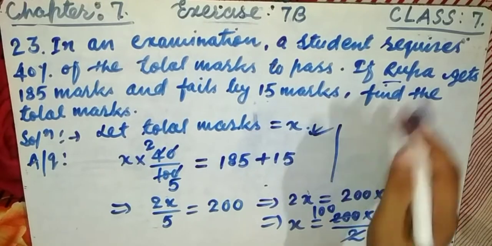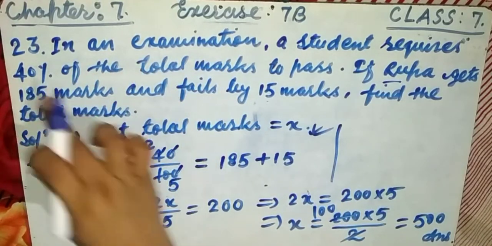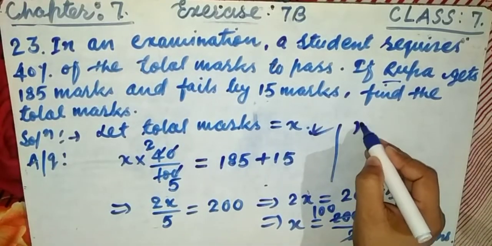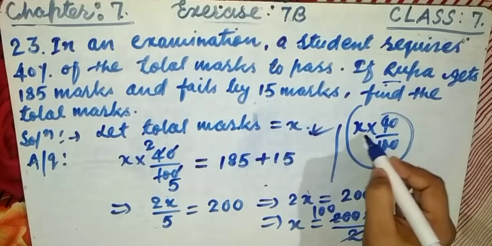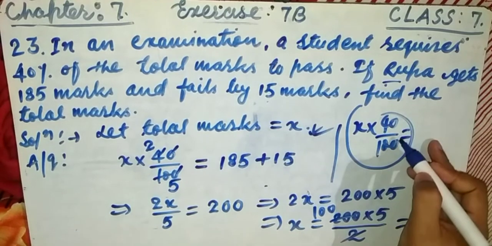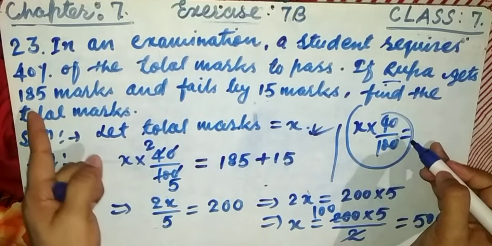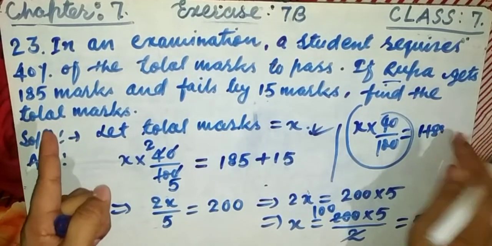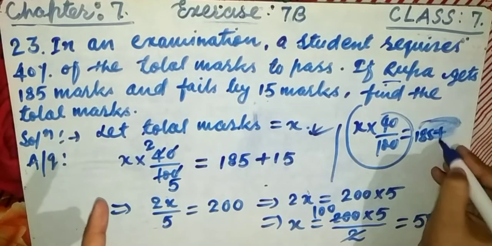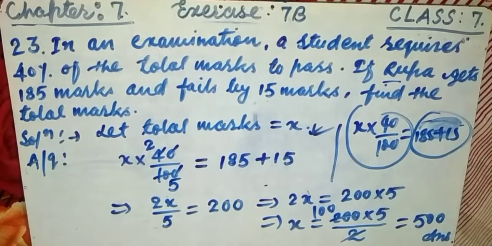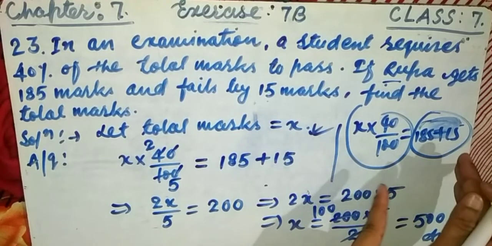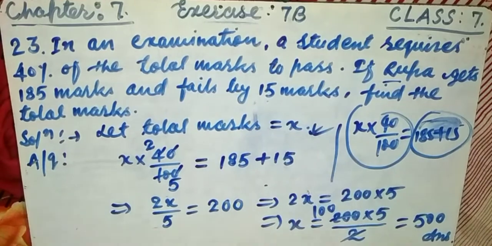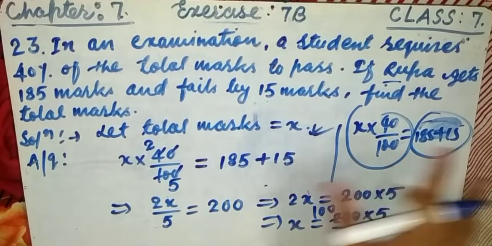And one statement is already discussed: 40% of the total X, that is X into 40 by 100, this is the pass marks. And if 15 is added to the obtained marks, 185 plus 15, this is also the pass marks. This is pass marks in percentage, and this is also pass marks in number. So that means these two things should be equal. This is the concept of this question.